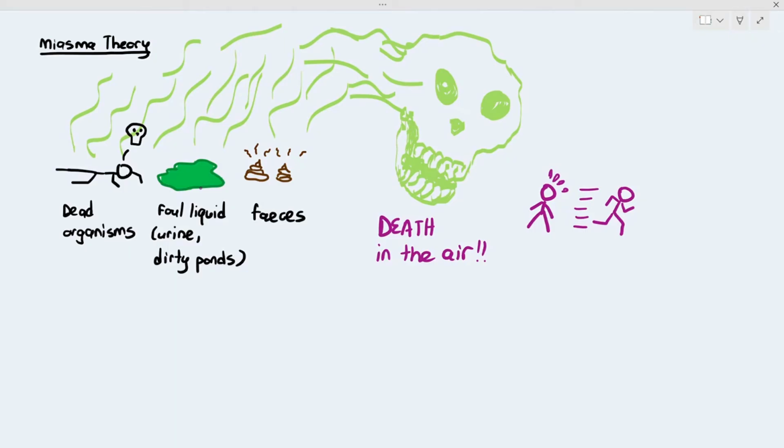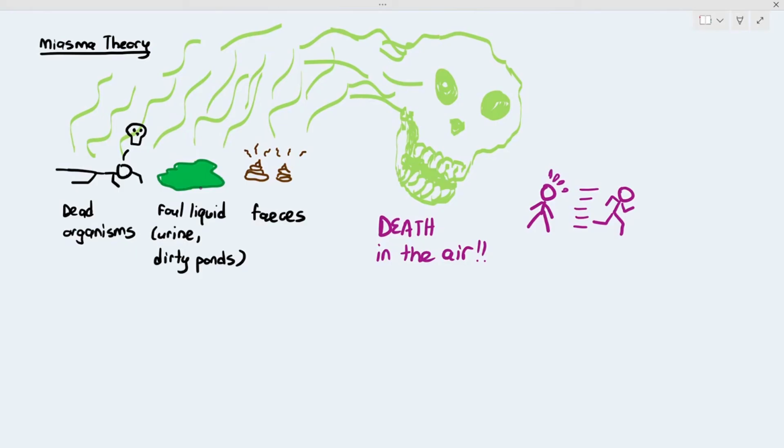Of course, we know now that the Miasma Theory is not what actually happens. We now know that pathogens are the reason why people fall sick. But the Miasma Theory laid the foundation of how diseases spread from one place to another. So we still use this practice today, where if there are dead organisms or foul liquid or feces around the area, it is always best to avoid those kinds of areas because diseases are quite rampant over there.